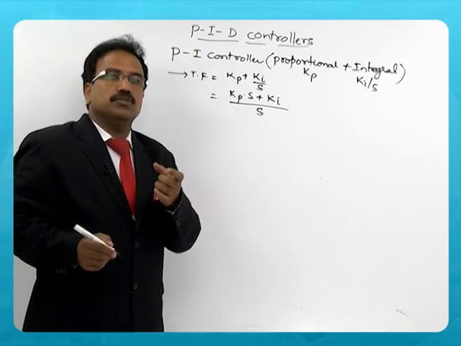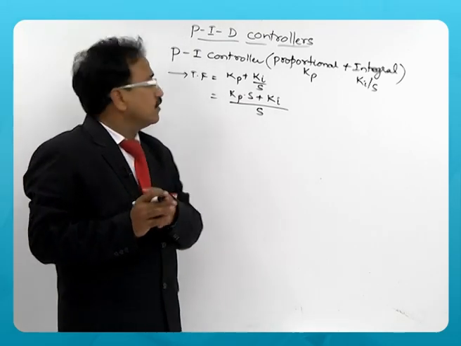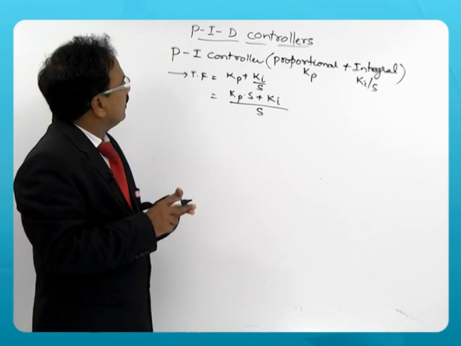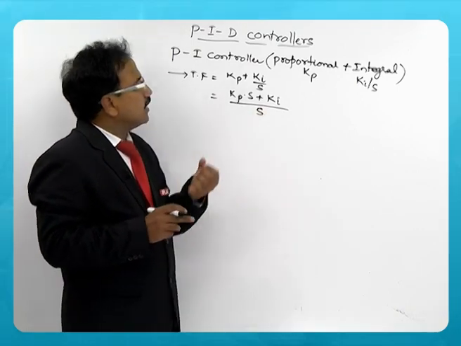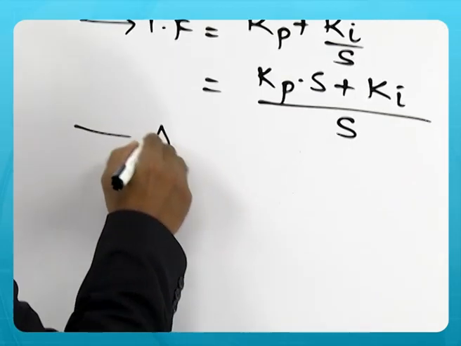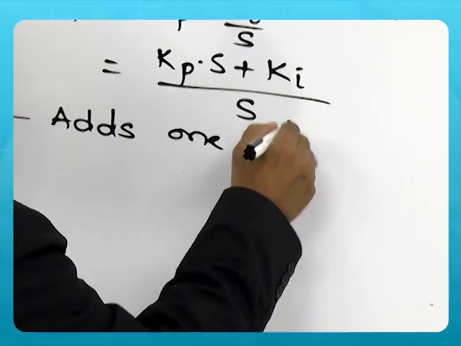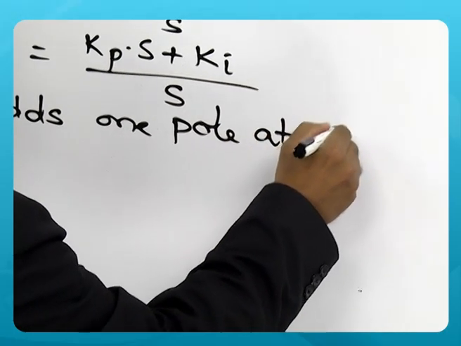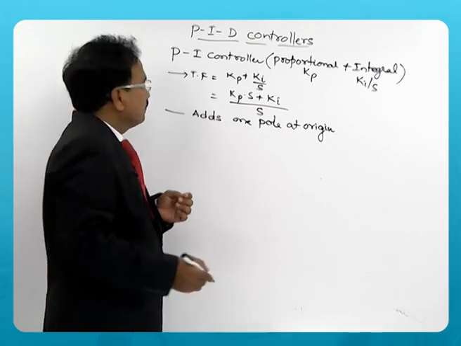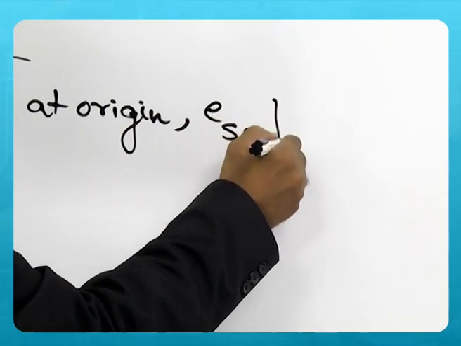Integral controller alone is adding a pole at origin, but because of combining proportional and integral, now you can look at the transfer function of the PI controller, that it adds one pole at origin. It adds one pole at origin. So certainly the steady state error is decreased.